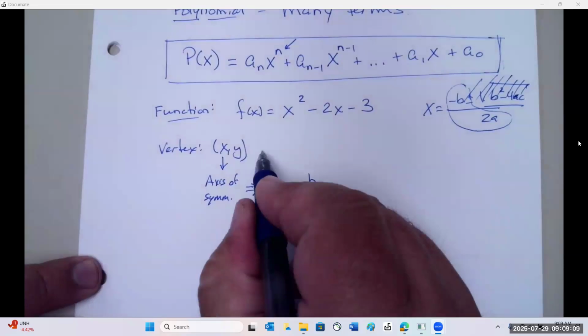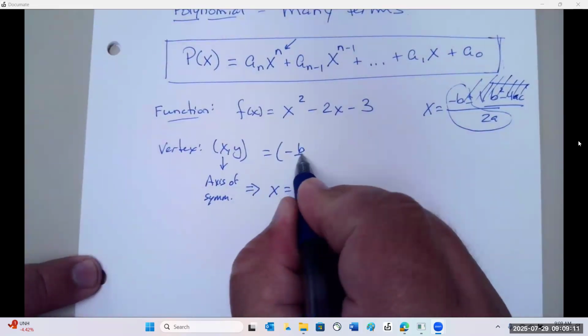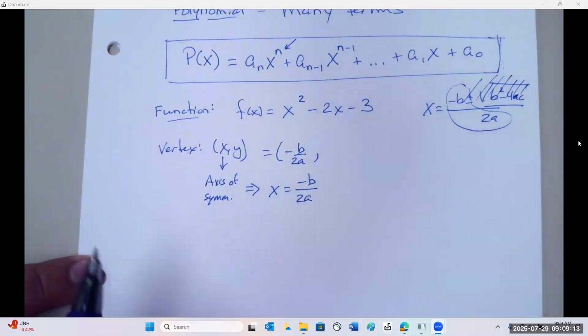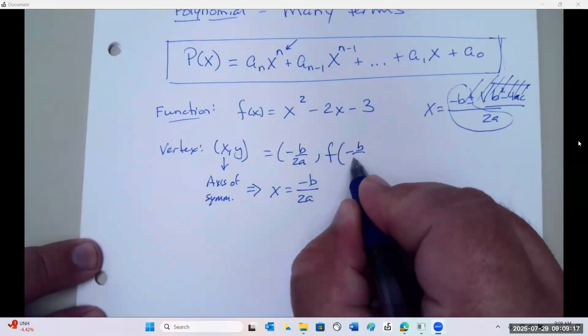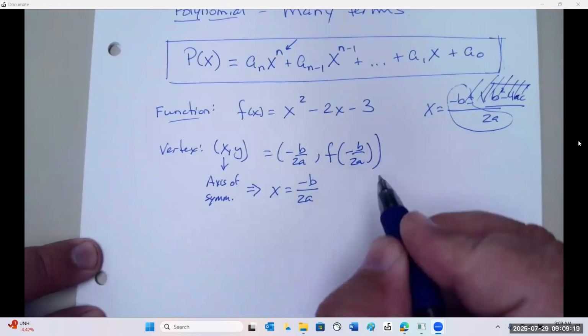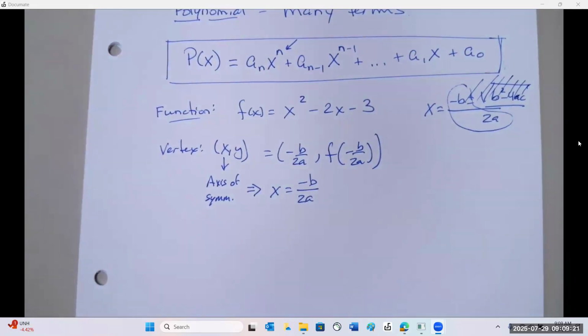Once you find that, to find the y value, you plug that back into the equation. Again, that's what chapter 3 is about. Again, had you done your homework assignments after we talked about them in class, this stuff would not be first time knowledge to you.